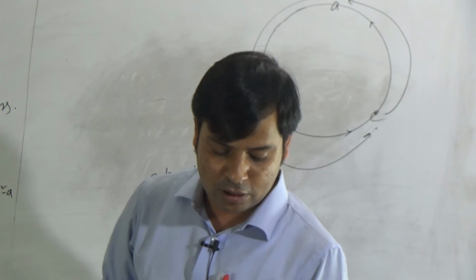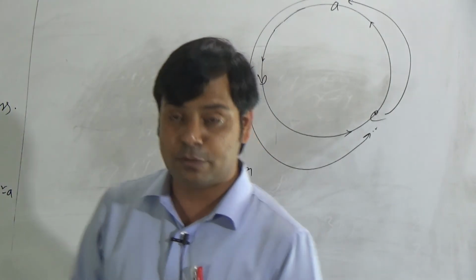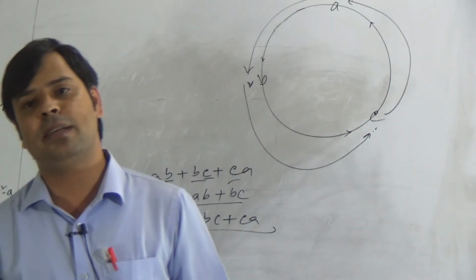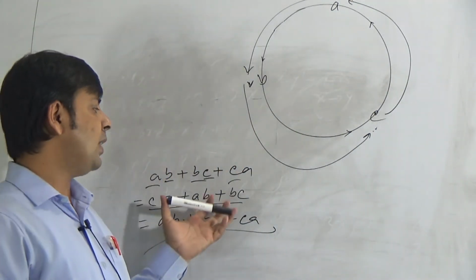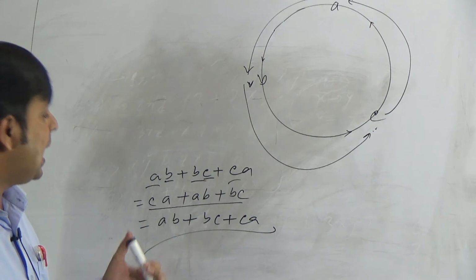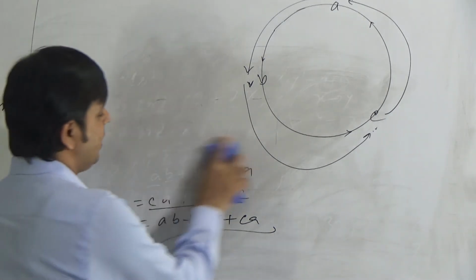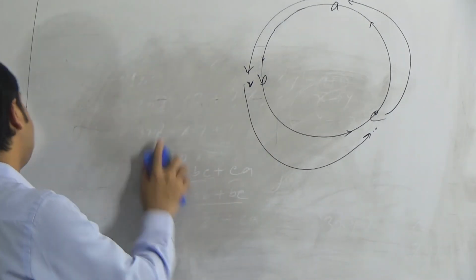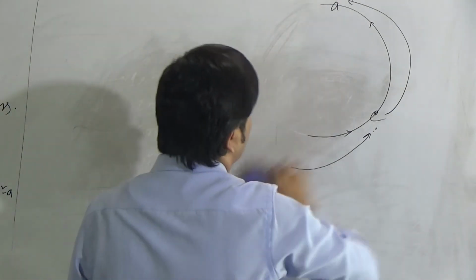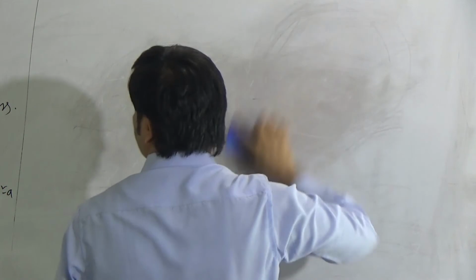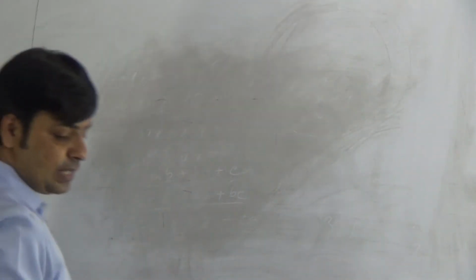First variable will be replaced by second, second variable will be replaced by third, third variable will be replaced by first. So if we replace in this way, this will remain unchanged, and this expression is known as a cyclic expression. Okay, dear students, I hope you have understood the discussion of today's class. We have discussed symmetric and cyclic.